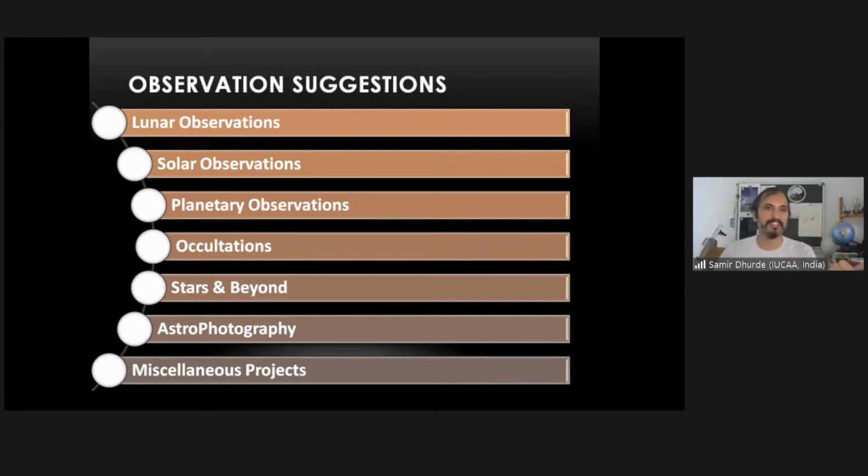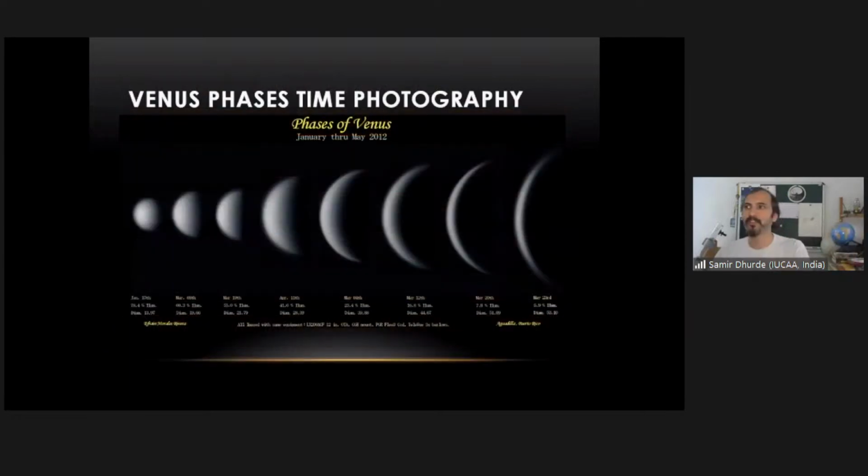You can see phases of Venus. You can see the Galilean moons of Jupiter. You can see the rings of Saturn, and just have either a very good time looking at them, or you can study them, right? So what I was mentioning is something like you could see phases of Venus, and you can photograph them over a certain period of time.